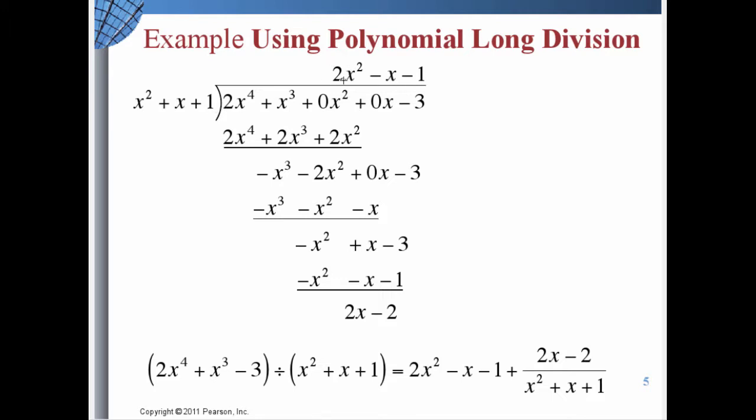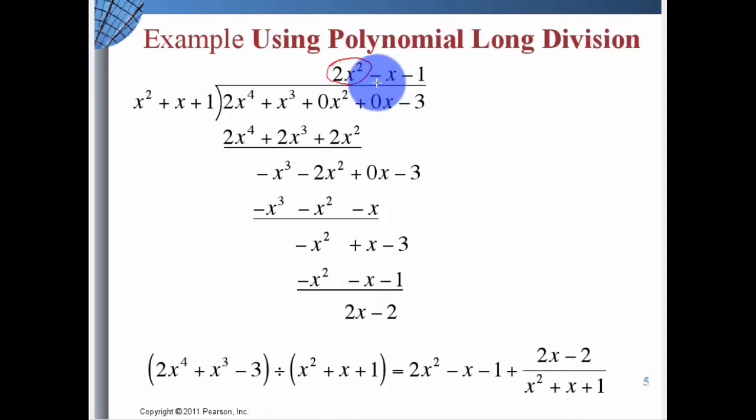So we go ahead and we take 2x squared and we multiply it by x squared plus x plus 1. That gives us 2x to the fourth plus 2x cubed plus 2x squared. We go ahead and subtract those from each other, vertical subtraction. Okay, and that leaves us negative x cubed minus 2x squared plus 0x. Bring this down. We need our 3 terms here. And then we go ahead and ask ourselves, how many times does x squared go into negative x cubed? Well, the answer is negative x.